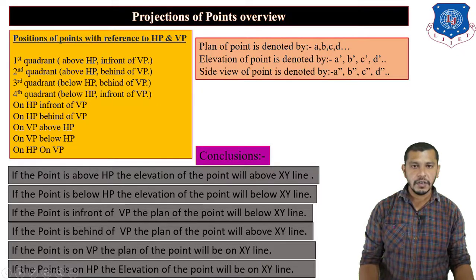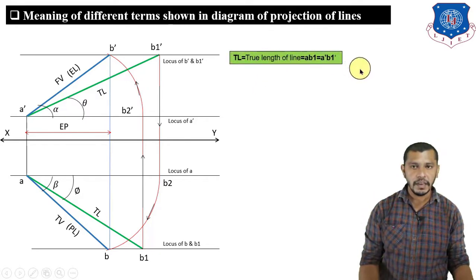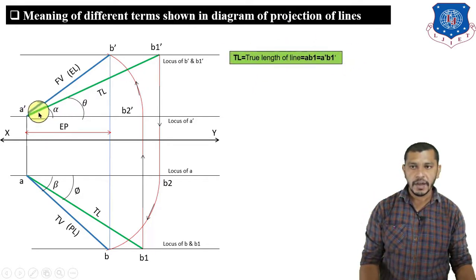Now let us take the overview of the meanings of different terms shown in the diagram of projection of lines that we have discussed in our last lecture. So here the terms are TL, theta, alpha, phi, beta. So what are the meanings of these different terms? TL is the true length of the line, and it is denoted by A dash B1 dash and A B1.